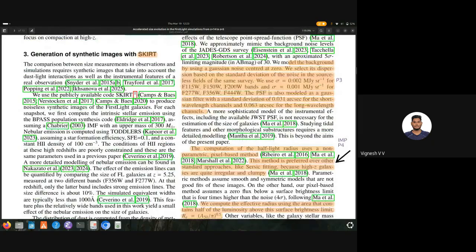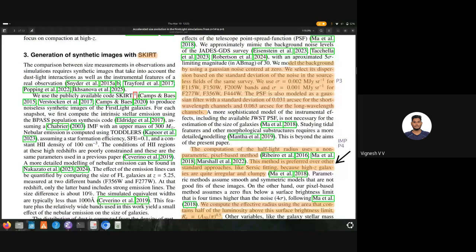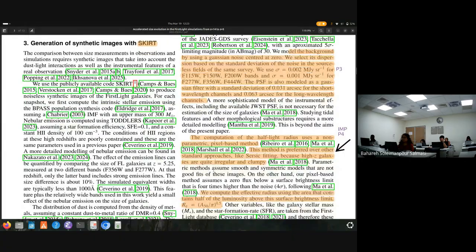Okay. If the morphology is not resolved at higher redshift, how can they fit the Sersic profile? How did they attempt to fit it? Yeah, this is what they say here: there is something called a non-parametric pixel-based method, which they use for their simulated data to calculate the Sersic index rather than using the standard approaches for Sersic fitting because, as you said, they are irregular and clumped. Okay, thank you.